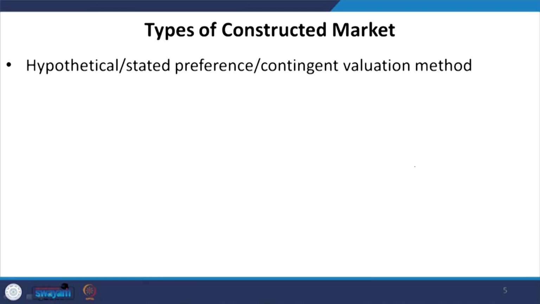So, the basic thing here in the stated preference method is the constructed market. What are the typologies of constructed market in order to capture the value of non-use values? The first type can be purely hypothetical in nature, which is also known as stated preference or contingent valuation method. And the second is the experimental method, where we need to experiment in order to know the non-use value of nature.